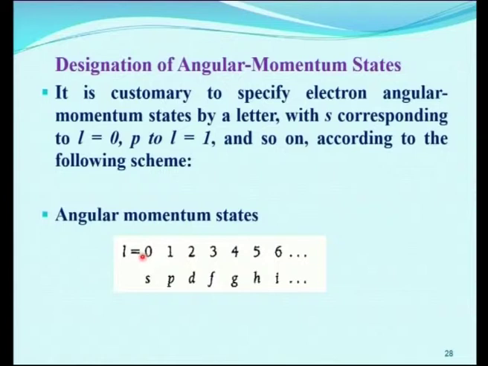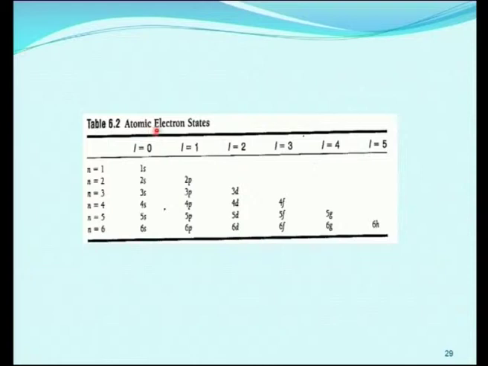So, if L = 0, then s orbit; 1, p orbit; 2, d orbit; 3, f orbit. These are all the orbits in which we will fill the electrons. This will give us the electronic configuration of the atoms. This table shows the atomic electron states. Here n is the principal quantum number and L is the orbital quantum number.